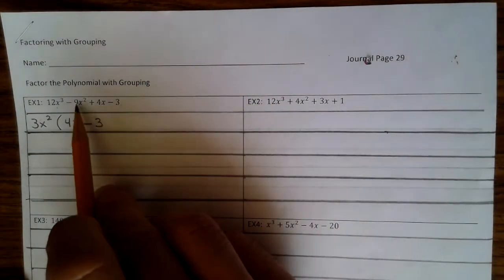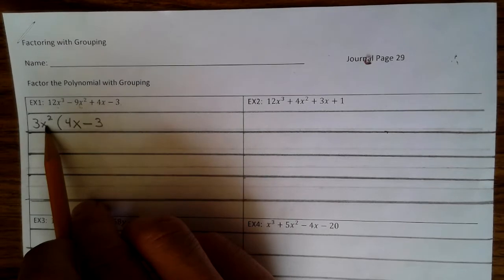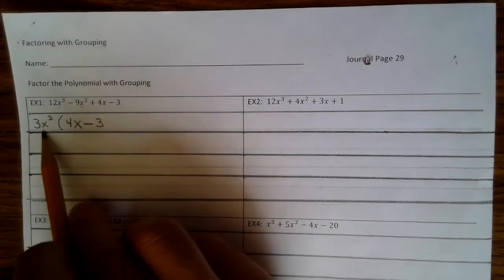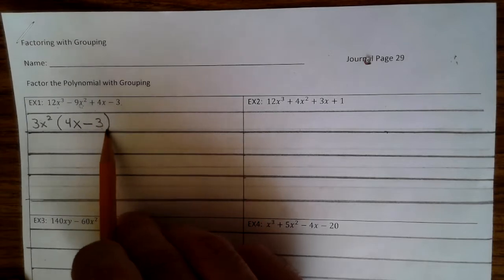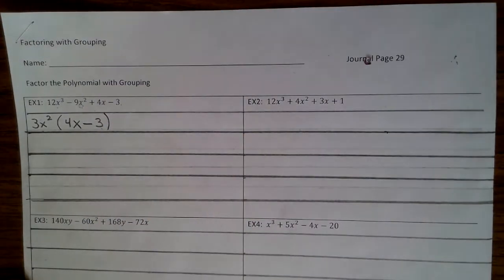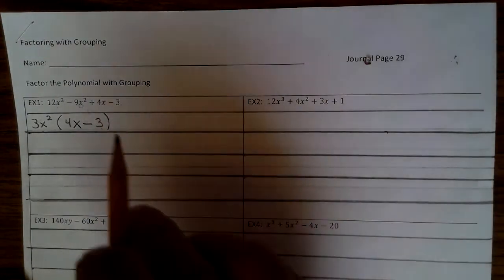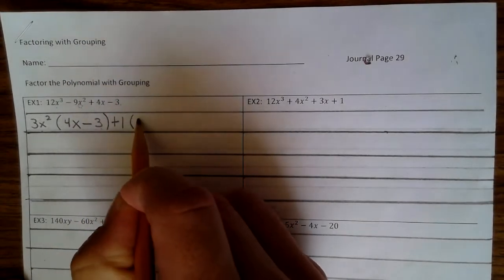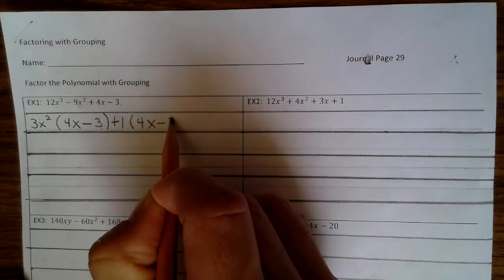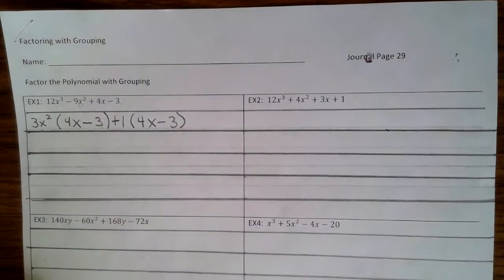is 3x. So in here you've taken out the x squared and the x squared. Well, 9x squared divided by 3x squared is 3. Okay. Now here, the only thing you can factor out is a 1. So that's plus 1, which leaves 4x minus 3.